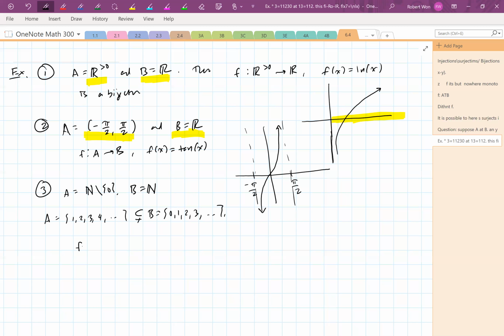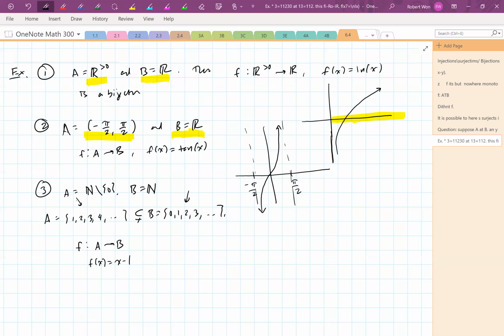Okay, so the answer is yes. One thing you can do is you can just send x to x minus 1. So that's a nice easy bijection. That's injective because if two numbers are different, then if you subtract 1 from both of them, the resulting numbers are still different. It's surjective because you can get every number in B by subtracting one from some number in A. To get b, you just take b plus 1 and put it into your function.